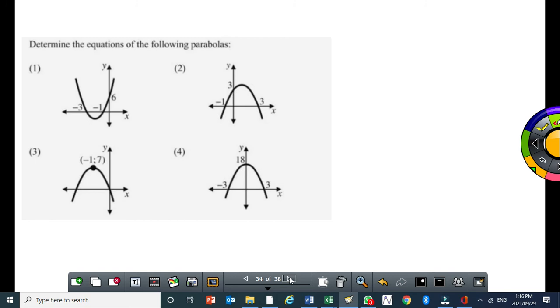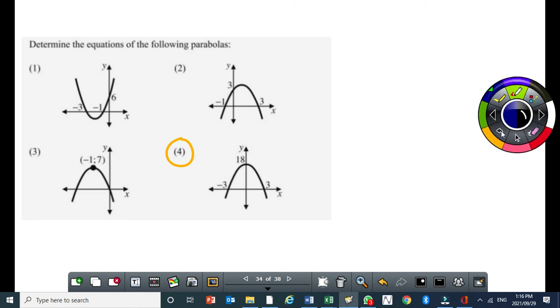I can't do number 3 because it's in turning point form. I have done that. I need one with x-intercepts, like, say, this one here. It has a maximum turning point. So I'm going to do number 4. Okay?